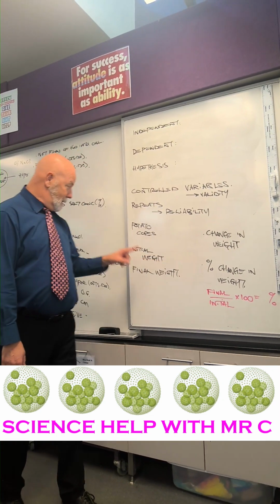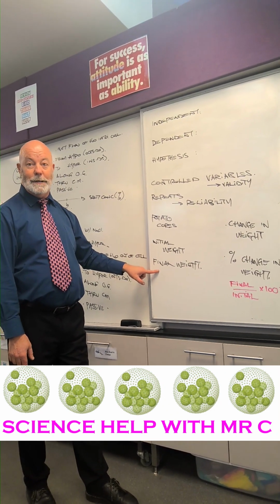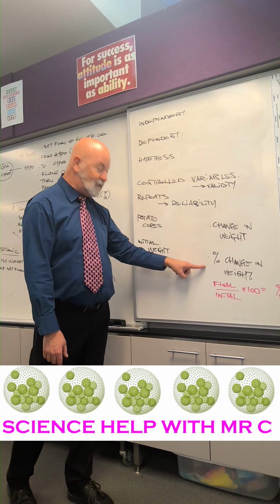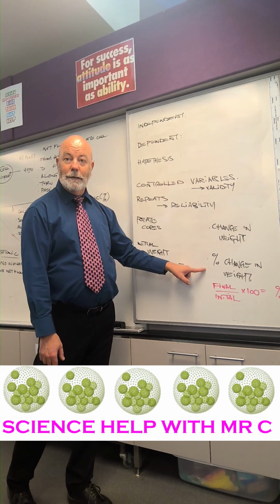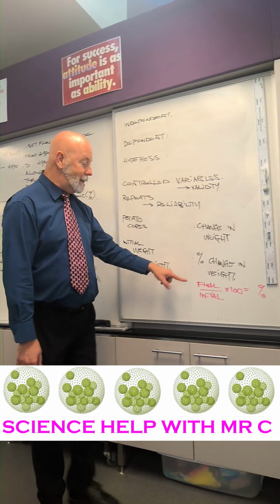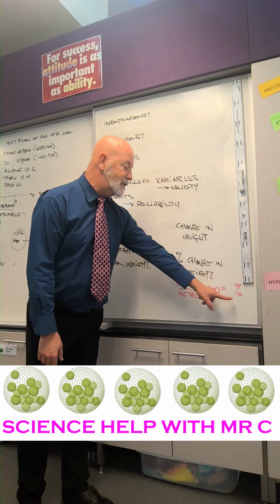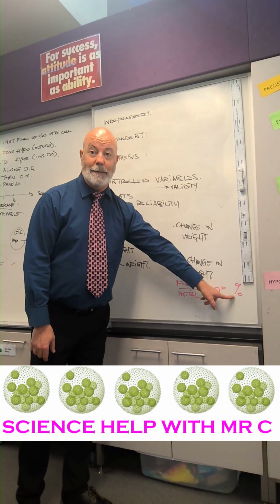Just taking the final and the initial weights is called primary data. When we manipulate it, it becomes secondary data. The equation we use to calculate percentage change in weight is the final weight divided by the initial weight times 100. That gives us a percentage, and this normalizes the data.